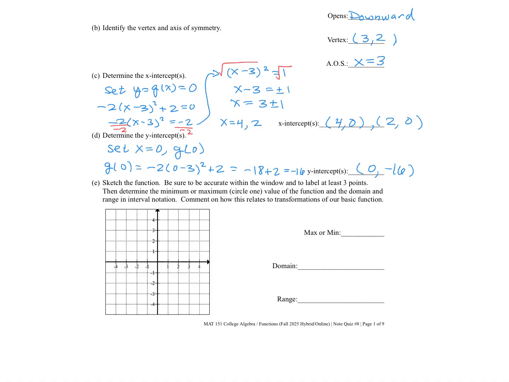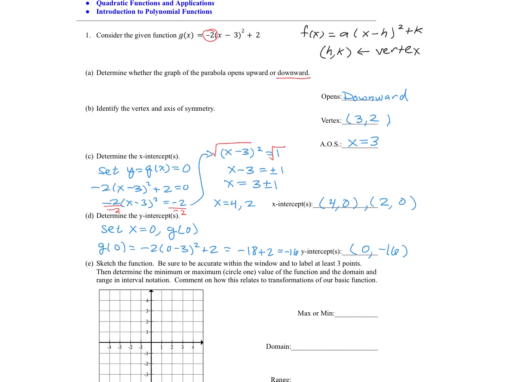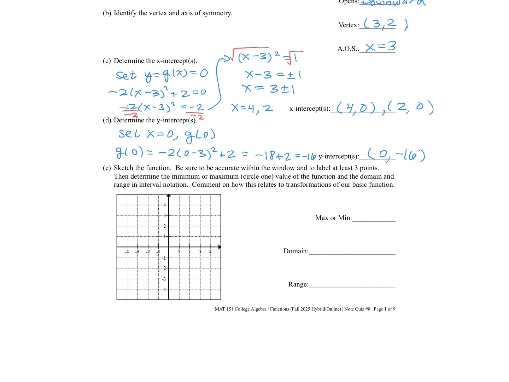Probably the best thing to do is graph the quadratic function first and then go back and fill in these three items here. So again, we have a vertex of (3, 2), which will put it 3 units to the right and 2 units up. We know the parabola opens downwards, and we also found x-intercepts of (4, 0) and (2, 0).